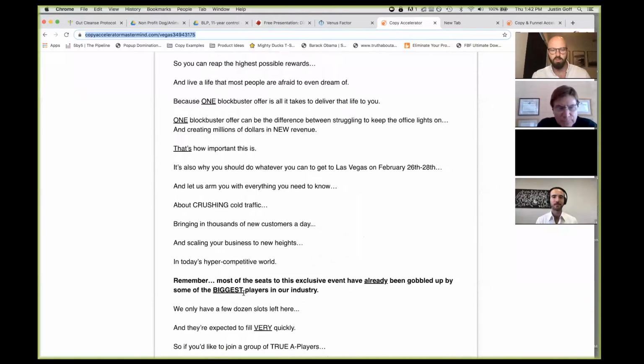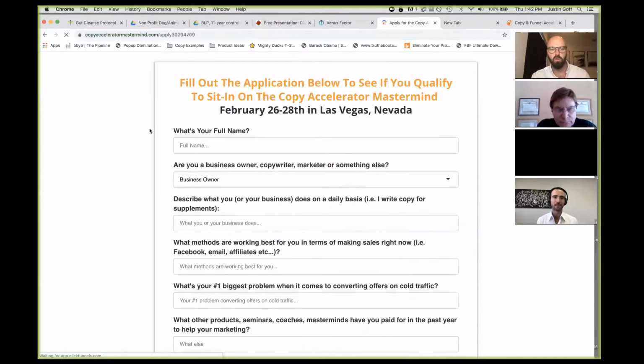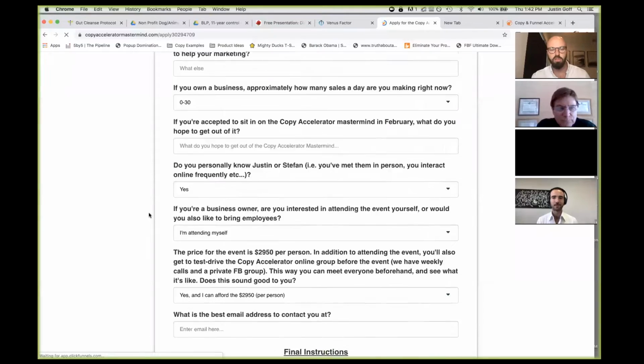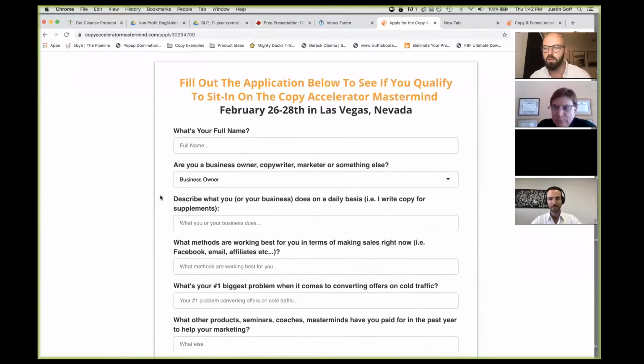You'll see a big orange button that says click here to apply for a seat at the mastermind. Like I said, you do need to apply. It'll take you over to this application. You fill out the application, and then once you submit it, you'll book a call on Calendly with Blake from our team. Blake will do a 15-minute call with you, see if you're a good fit. If you're a good fit, we will get you a ticket, and you will be joining us in Las Vegas, February 26th to the 28th.